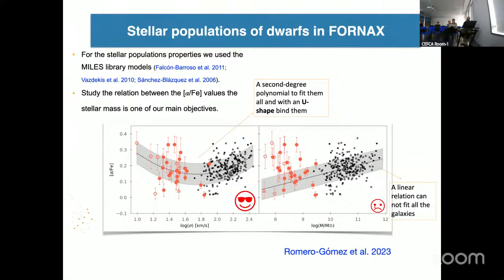But when you go to the dwarf galaxies, when you go to masses below 9 or something like that, there is a big dispersion. Some of the dwarf galaxies are located in this linear relation, but some of them not. Okay, it's better to do a polynomial fit of second order. So this relation is like a U-shape, basically. Okay, so dwarf galaxies have a high alpha enhancement similar to the massive early type galaxies, but some not.